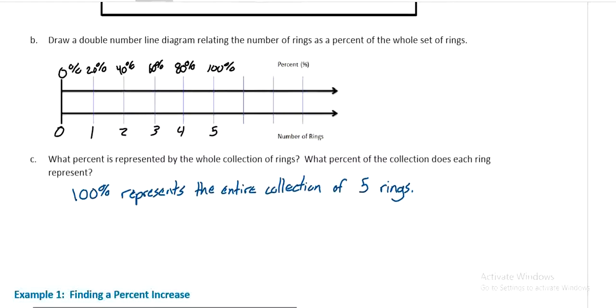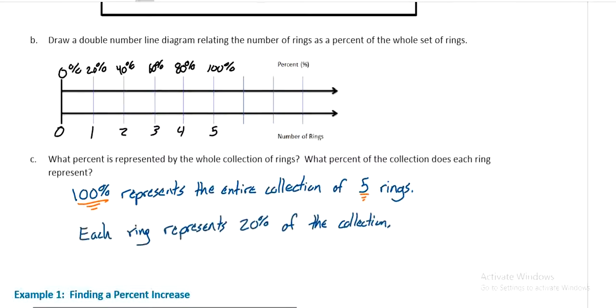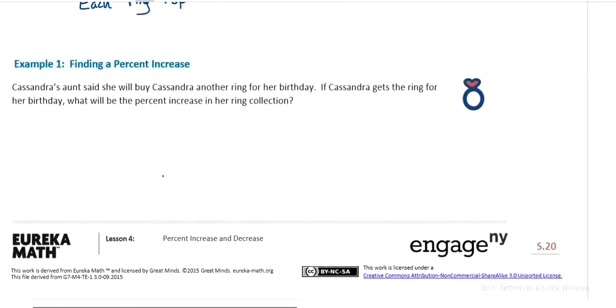And then what percent does each ring represent? So again, remember 100% represents 5 rings. 100% divided by 5 gives us 20% per ring. There we have it. Each ring represents 20% of the collection. All right. Now we're going to get into example 1, which is where we find percent increase.